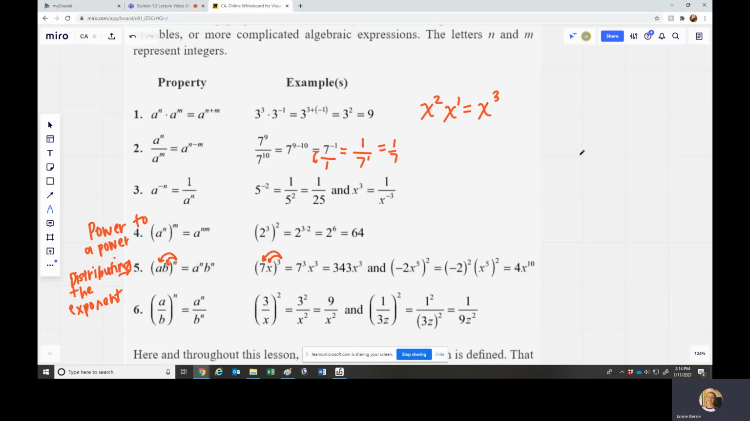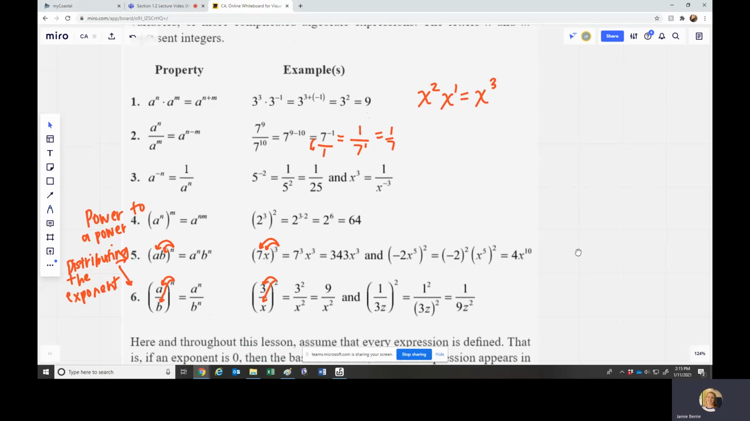All right, and then we have another one. This one is also distributing the exponent, just with a division inside instead of multiplication. If you have a fraction on the inside, a divided by b raised to the nth power, you just have to remember to distribute the exponent to both terms. That would be a to the n over b to the n. And again, here we have 3 over x, squared. So you have to square the 3 and you have to square the x. So 3 squared over x squared would be 9 over x squared.